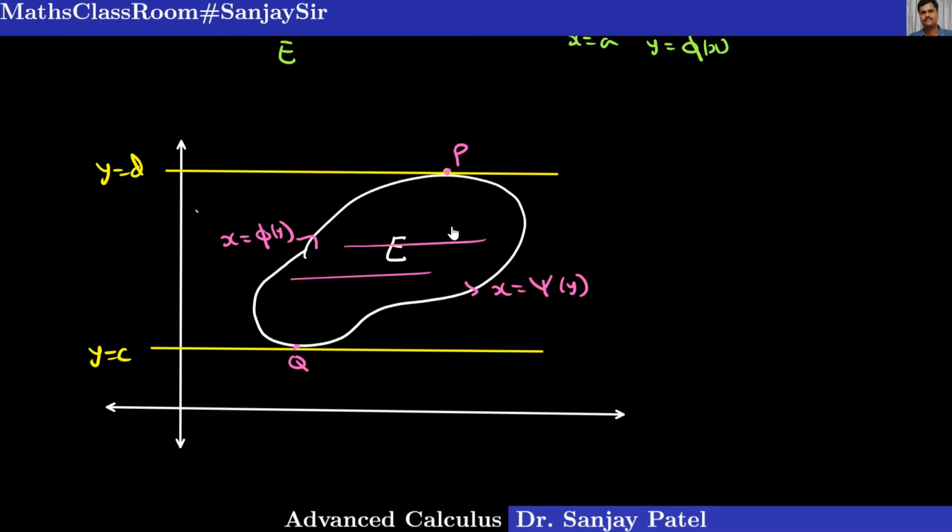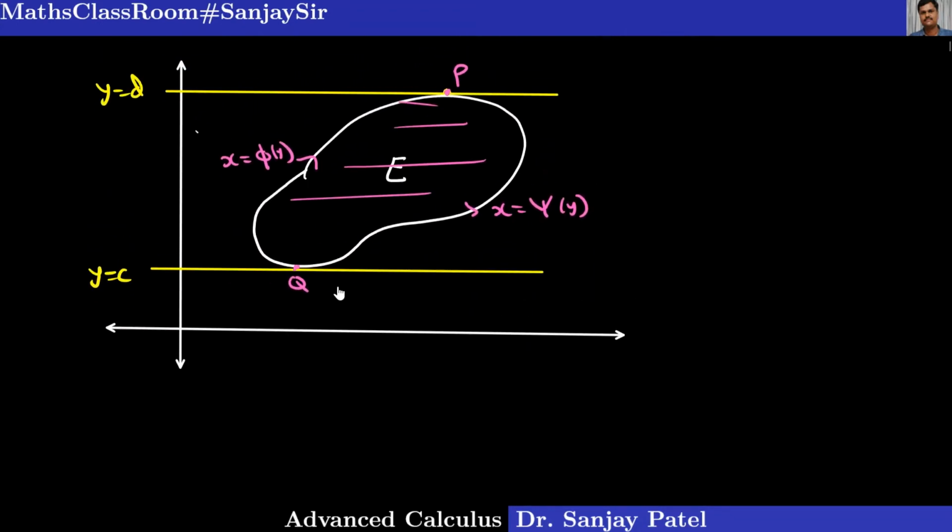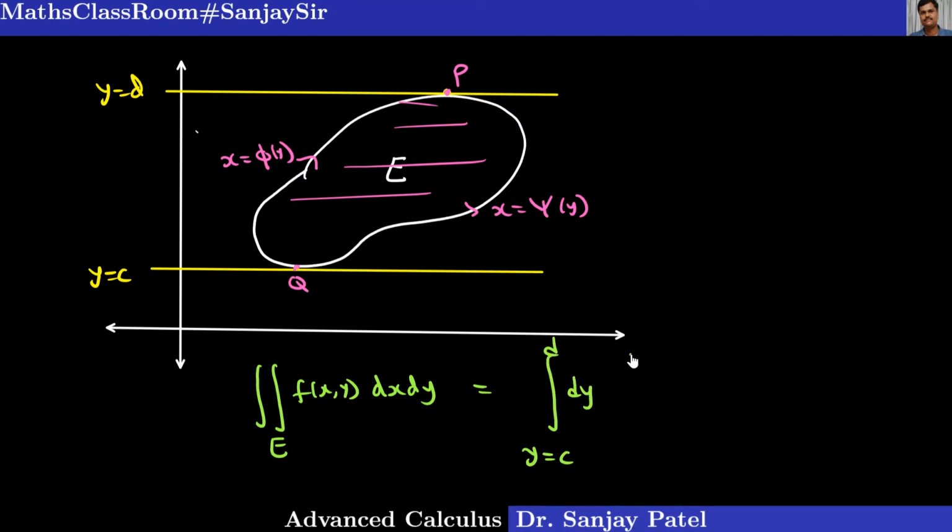In this case, if the region is like this, then the double integral over the region E can be evaluated by the other formula which we mentioned in that theorem, and it is given by this: double integral over E of the function f dx dy is equal to the integral y equal to c to d dy, and the integral x equal to phi of y to psi of y of f of x comma y dx. So it is integrated with respect to x first and then with respect to y.